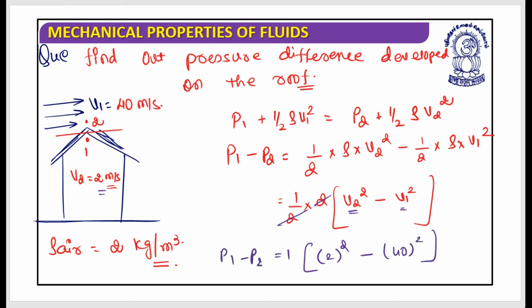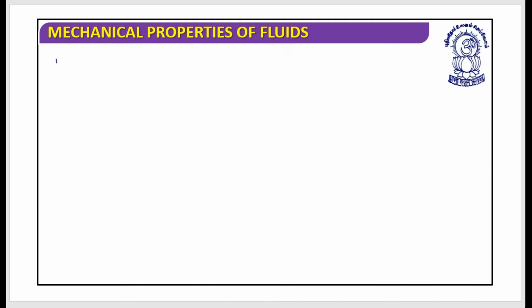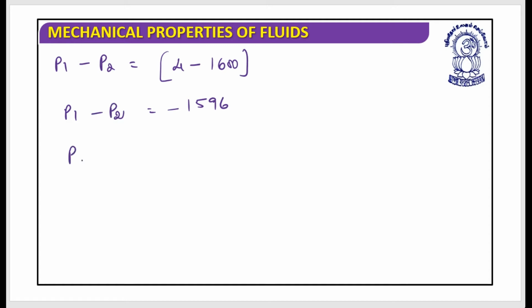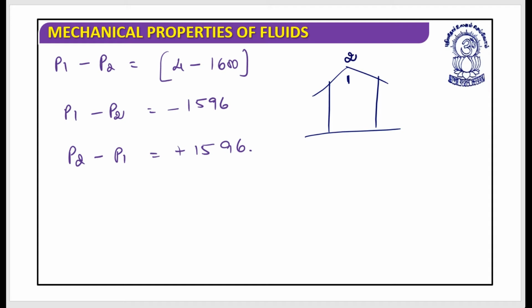So P1 minus P2 equals 2 square, which is 4, minus 40 square, which is 1600. So this equals minus 1596. From this, it can be said that the pressure difference P2 minus P1 is 1596. Let me redraw the situation: I have considered point 1 over here and point 2 over here. I hope this is clear.